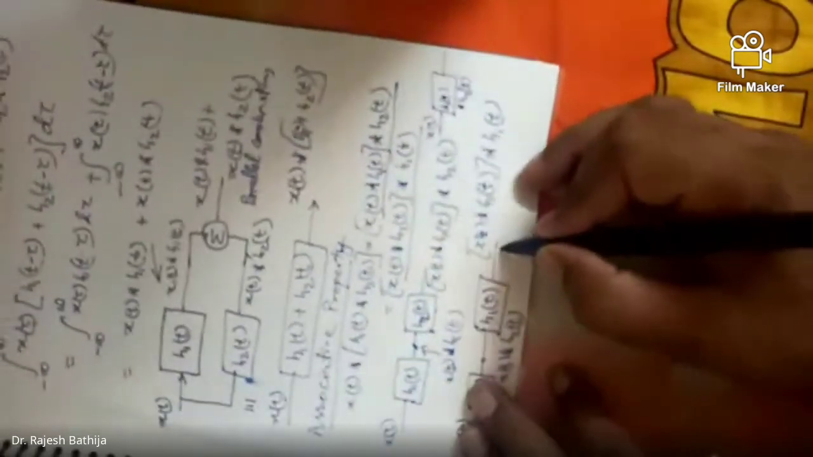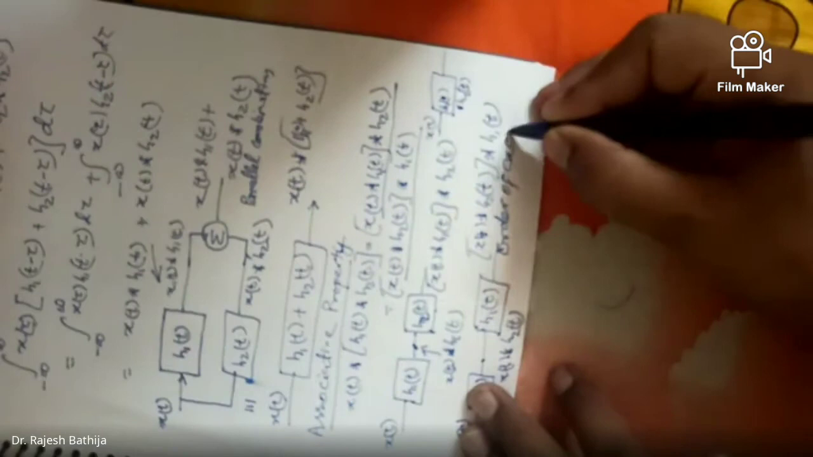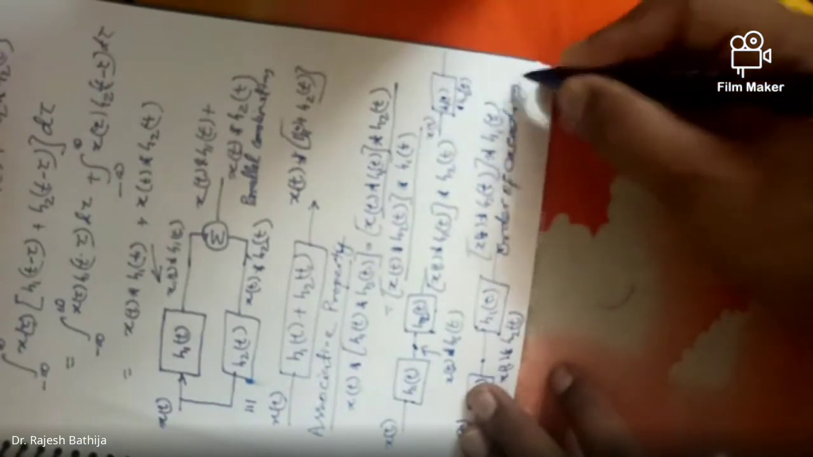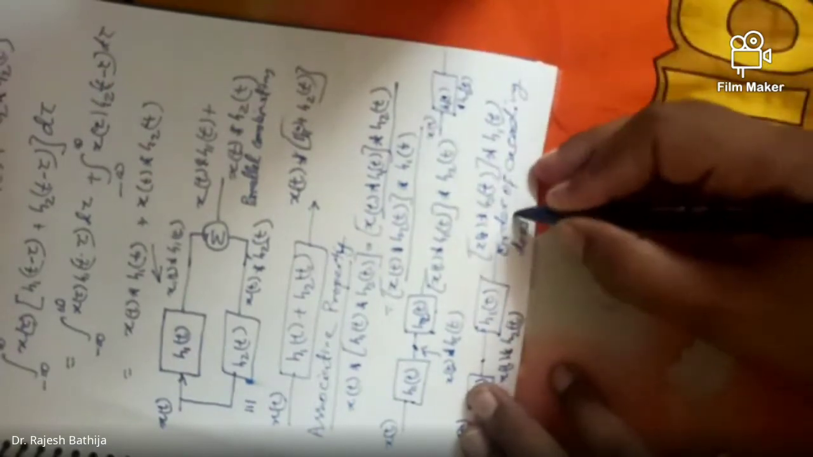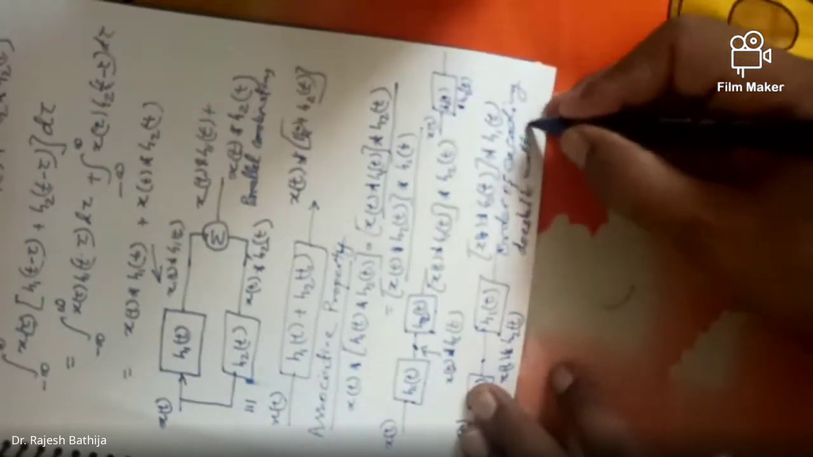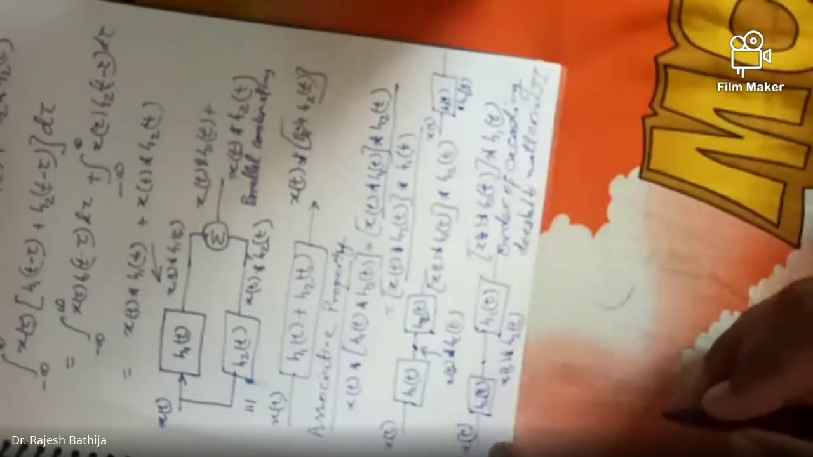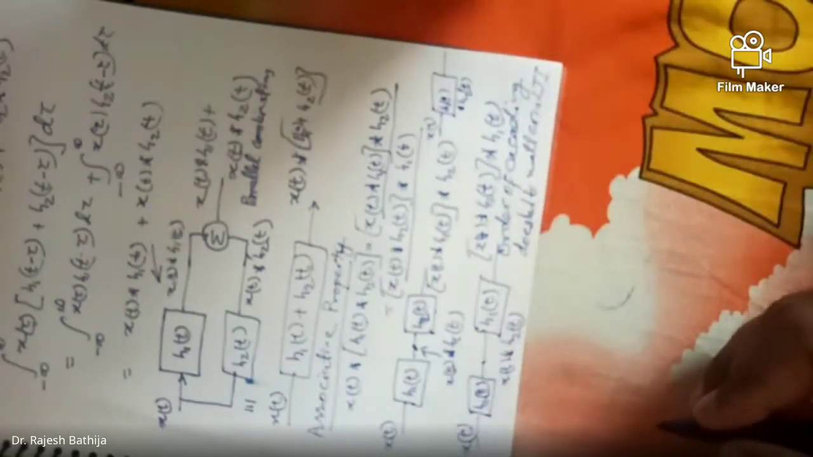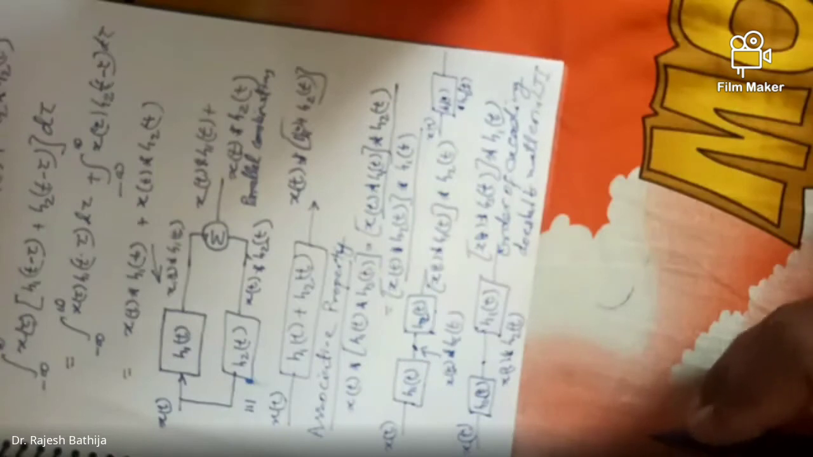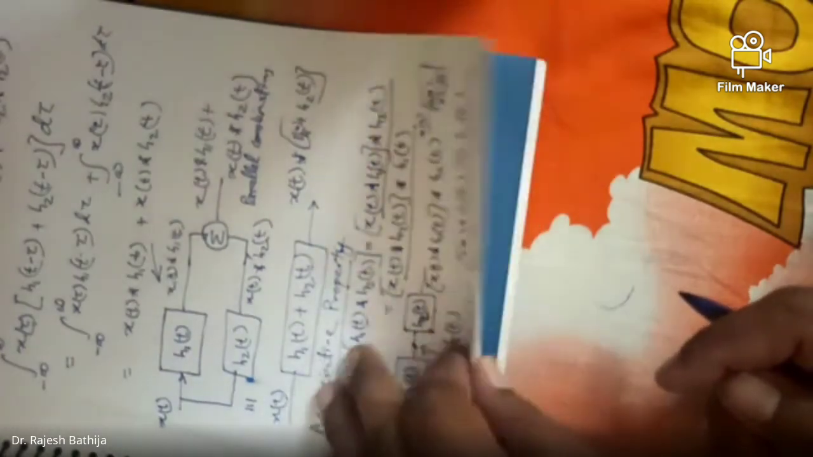So I'm writing here, order of cascading does not matter in LTI. In LTI, it doesn't matter how you connect in cascade. You can connect in cascade in any order.